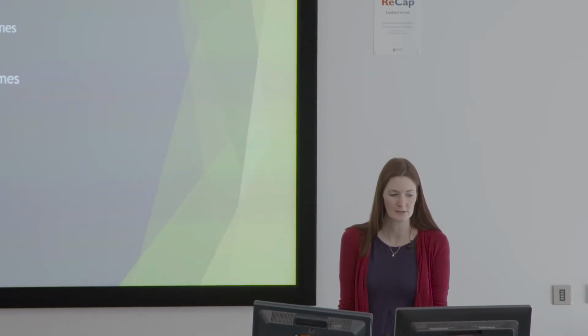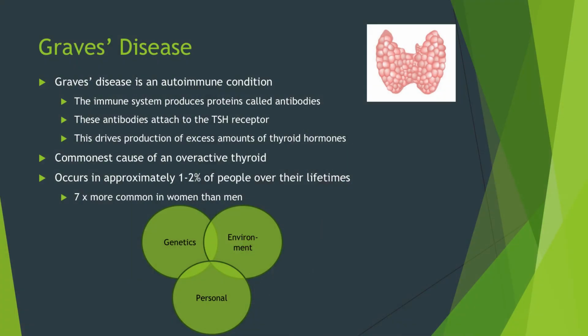In the UK, Graves' disease is the commonest cause of an overactive thyroid, and it occurs in approximately 1 to 2% of people over their lifetimes, and it's particularly common in women, affecting 7 times more women than men. Graves' disease is what we call a complex disease. This means that there's not one single cause, but there's multiple factors that contribute. This includes somebody's genetics, the environment that they live in or the things that they do in their lives, and some personal factors as well.